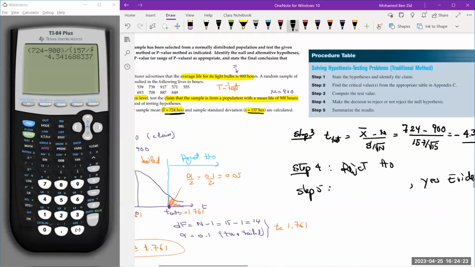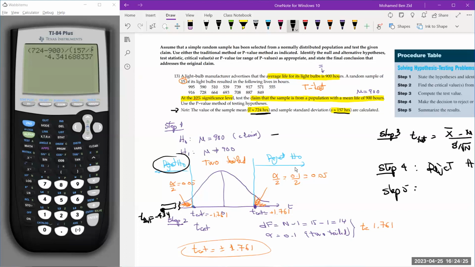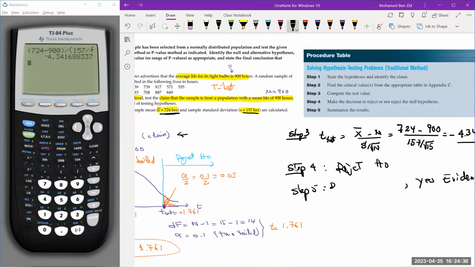Now, are you supporting the claim or not? You have to go back. You rejected H0, so you're not supporting the claim. You see, you are supporting H1, and H1 is not the claim. So do not support the claim. And that's all. I think that's the end of this question.